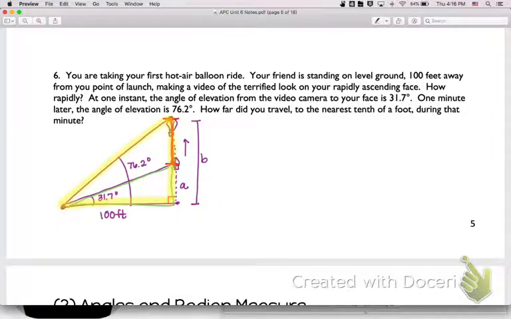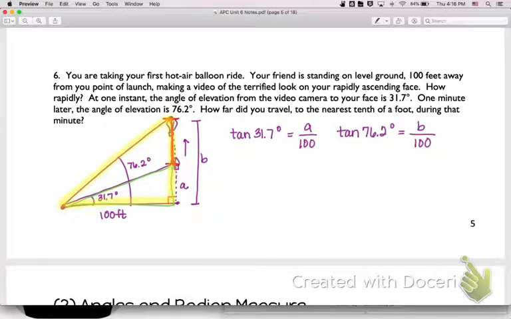So the first one we need to find is A. Let's start with the small triangle. So we have tangent of 31.7 degrees equals A over 100. To figure out B, we're going to say tangent of 76.2 degrees is equal to B over 100. That 100 is not changing. How are we going to find the distance between the two? We're going to find A and B, and then we're going to subtract them. The tall one minus the short one, that'll tell us the distance in between.